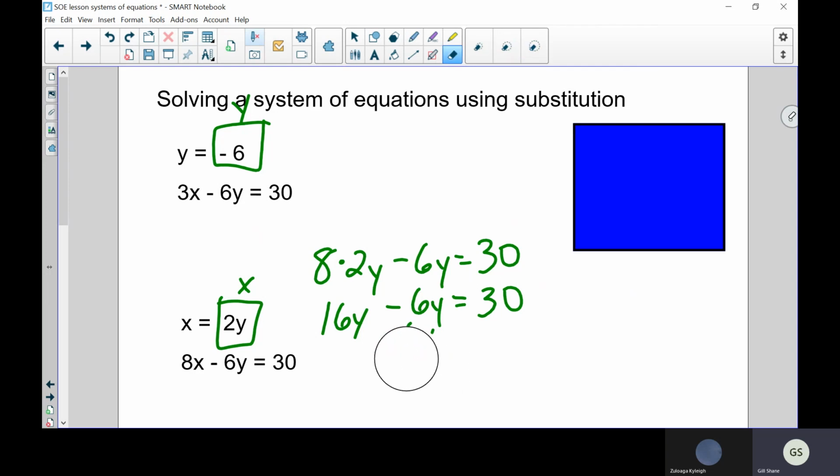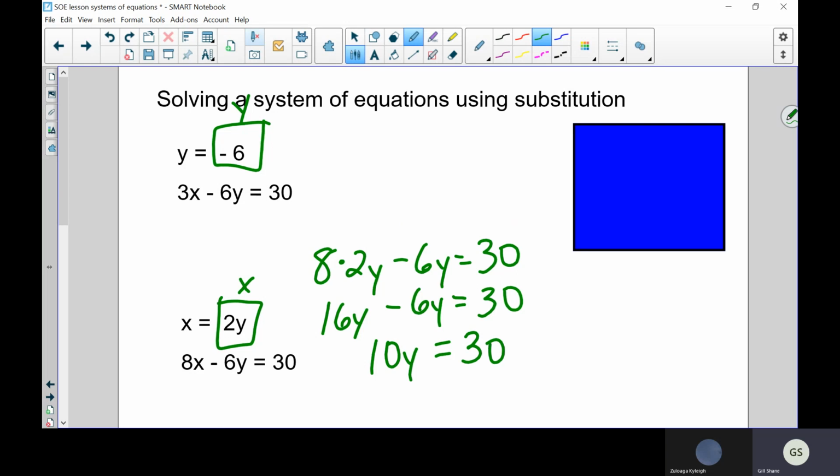If I have 16 yo-yos, remember, Y stands for yo-yo, and somebody takes 6 yo-yos away from me, how many yo-yos do I have left? 10. So I have 10y, 10 yo-yos. What kind of person is that? He's a collector of those yo-yos. Or maybe he sells yo-yos. Maybe he has 16 yo-yos for sale, and he sells 6 of them. So now we do the last step, which is divide, and we get y equals 3.